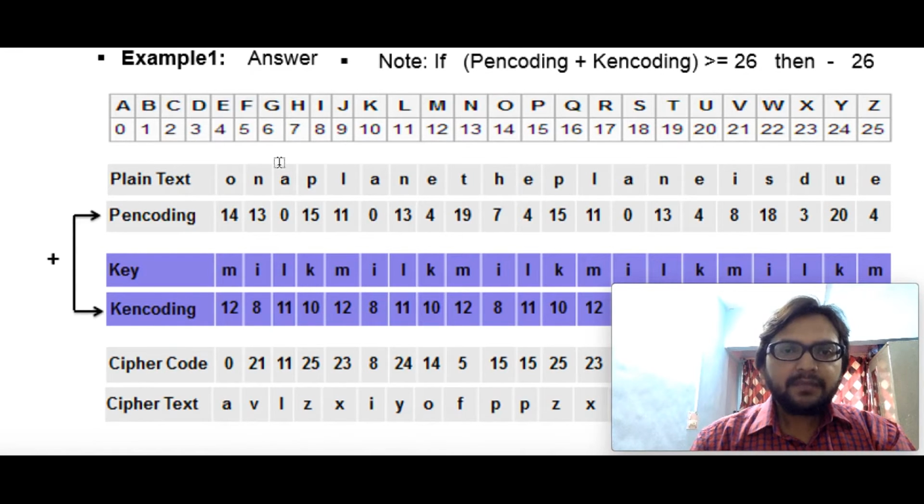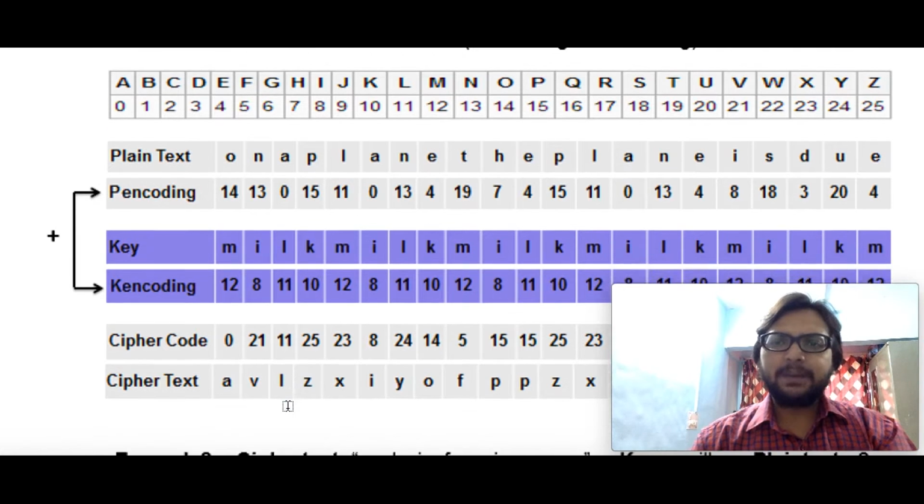Then we have 0 plus 11, so 0 plus 11 is 11 only. And on 11 we have alphabet L, so we are going to write L in our cipher text. Then 15 plus 10 is 25. So on 25 position we have Z. I hope this particular point is clear.